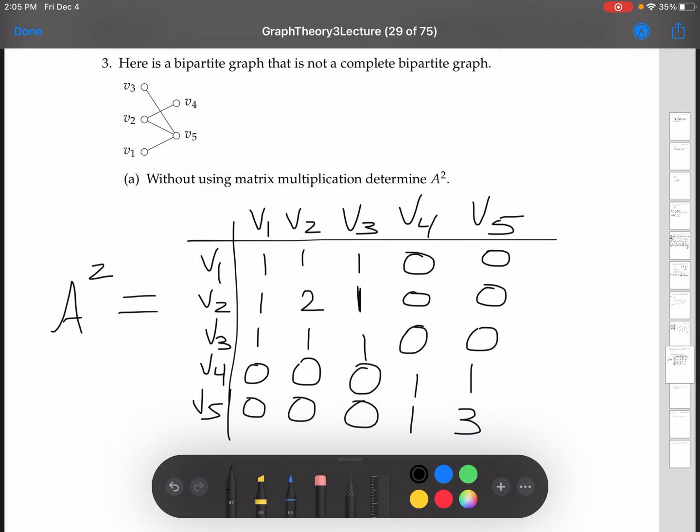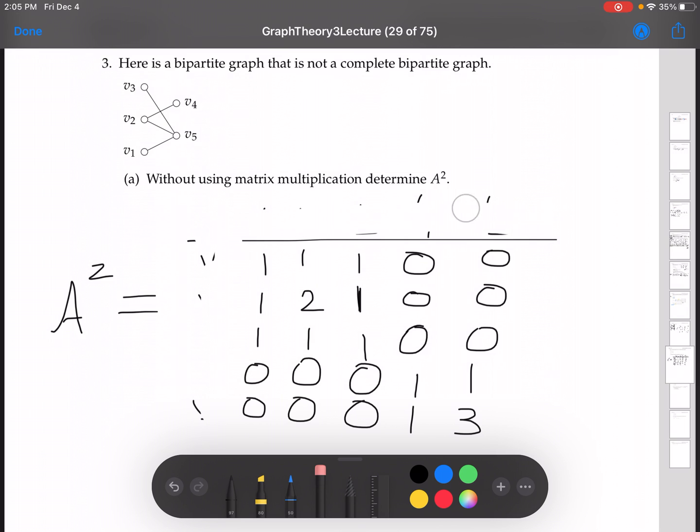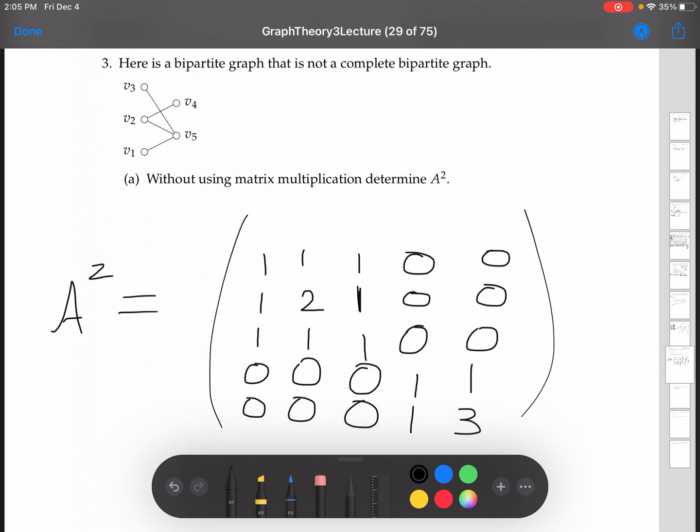Okay, now eliminate this stuff here. And now we have the matrix A squared.